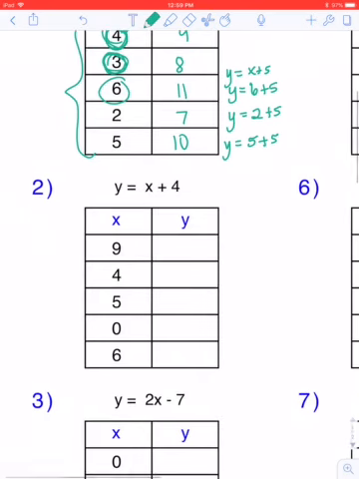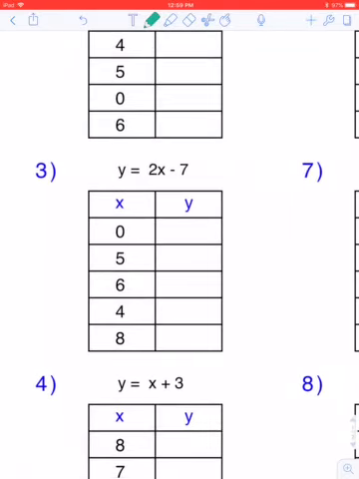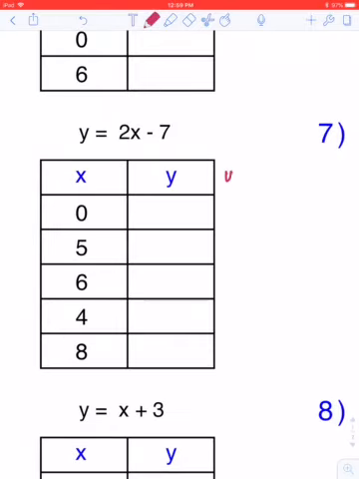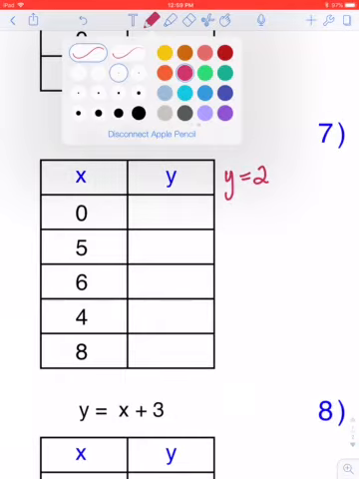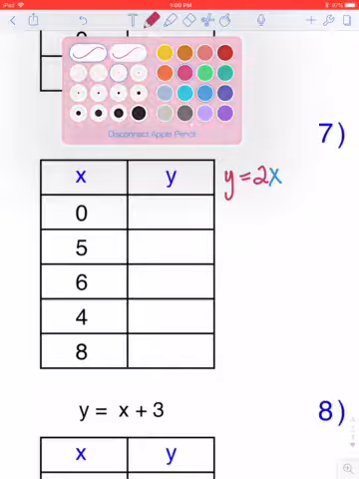Okay, I'm going to skip the second one because it's pretty much exactly the same. Let's go to the third one. This one is a little bit more complex as far as the equation is concerned, but it's not a big deal. So y equals 2x minus 7. If that's the equation, they're telling us that y will be equal to 2 times the x, minus 7.